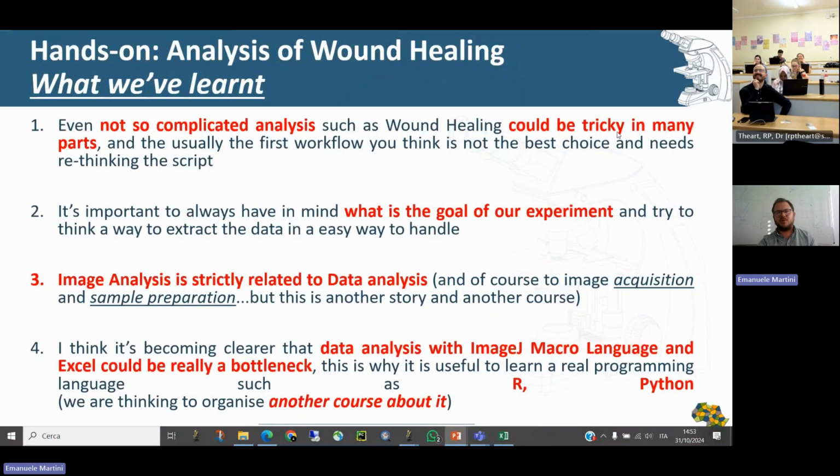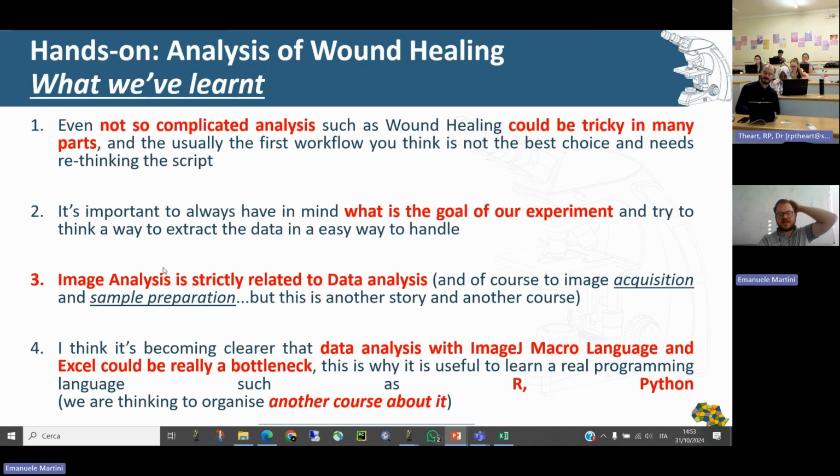So it could be tricky, no? In our case, for example, the first one was quite okay, but then we needed to rethink a little bit about it. Then it's very important to always have in mind what is the goal of our experiment. This is true for all biological experiments, but here we really needed to be clear that we wanted the area over time. So our goal was very, very clear, okay?